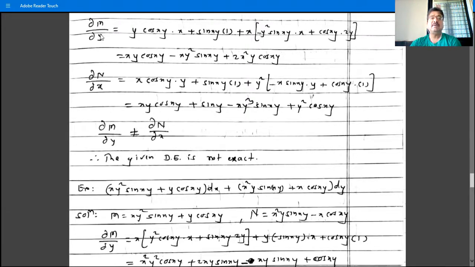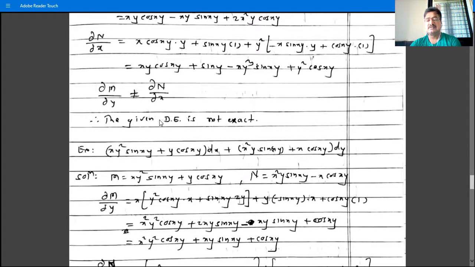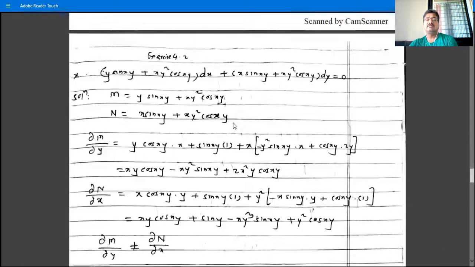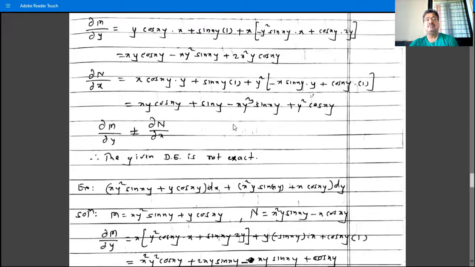And if you observe, ∂M/∂y is this, and ∂N/∂x is this. These two are not the same, and therefore ∂M/∂y is not equal to ∂N/∂x, and therefore the given differential equation is not exact. So this differential equation is not exact. If it is exact, then we have to find the solution.